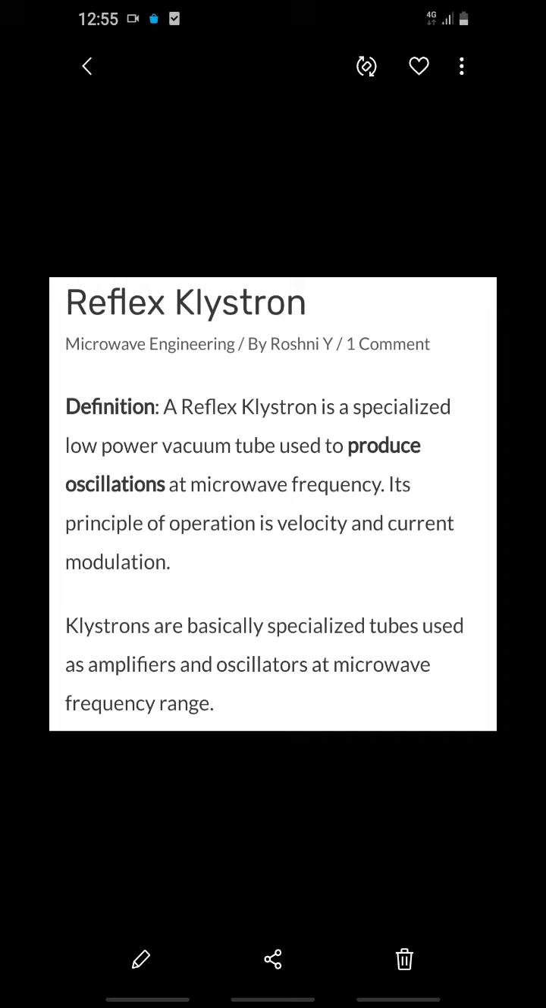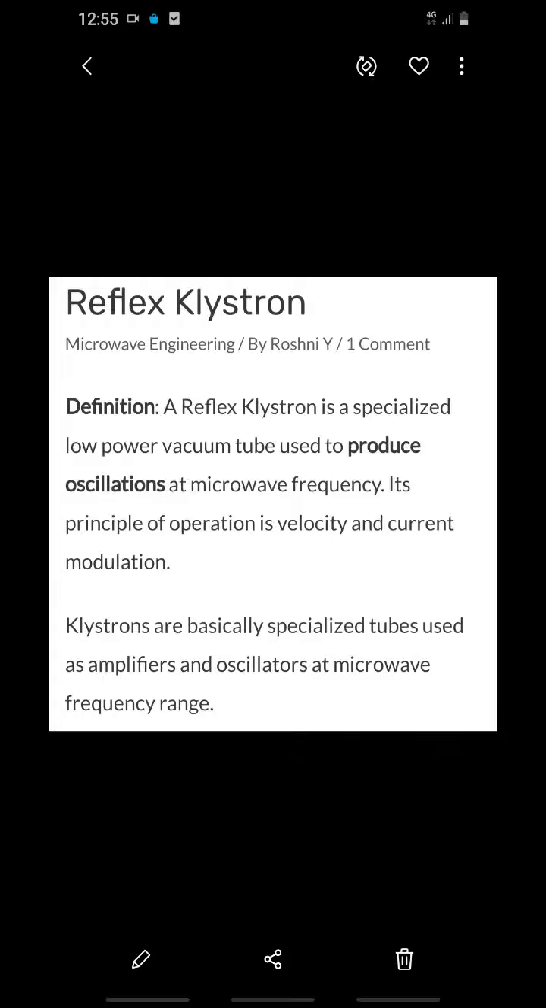Today I will explain the reflex klystron. It belongs to the microwave communication and television system, fourth semester. So what is the definition of the reflex klystron?